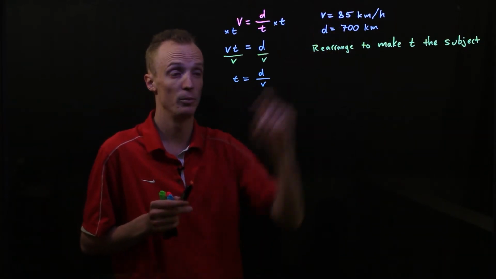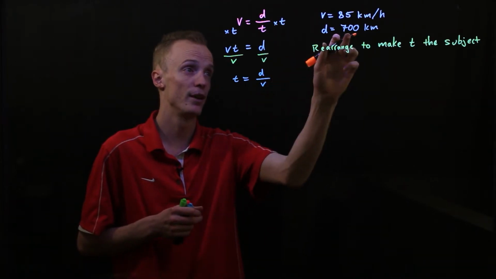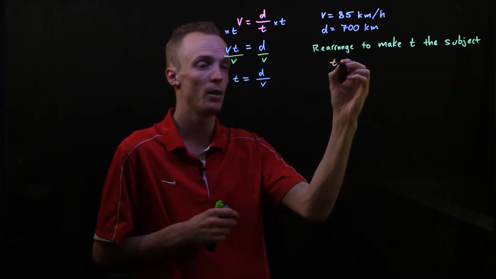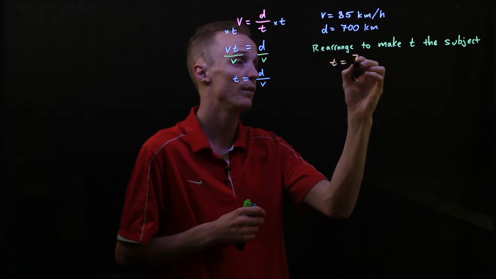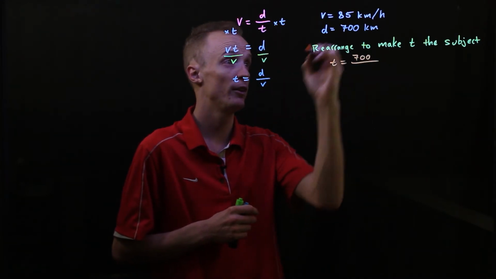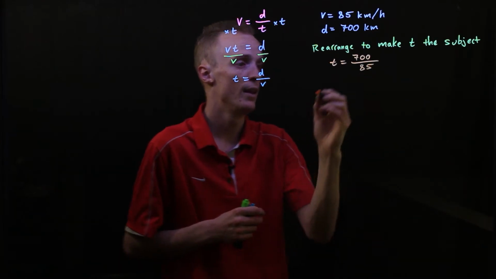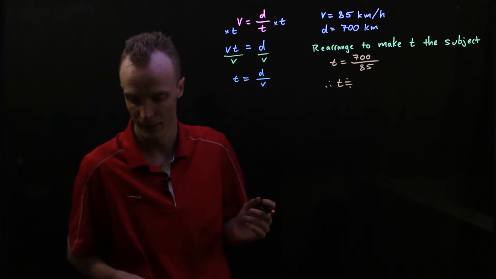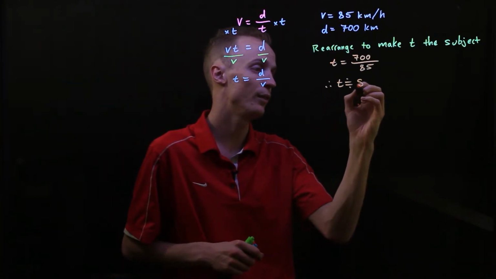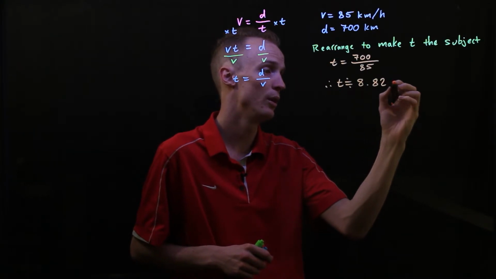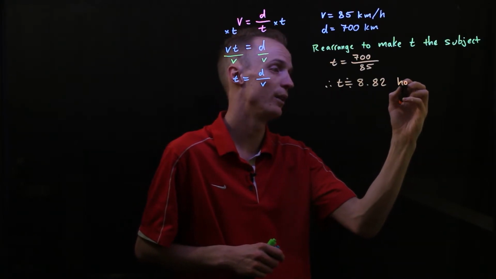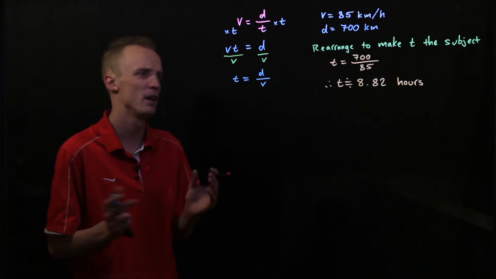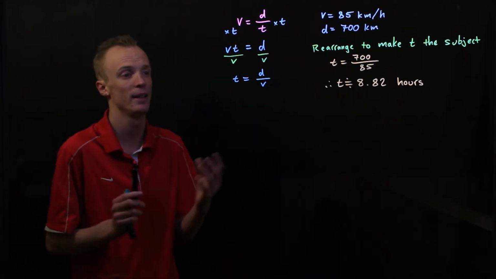So what I can do with my original problem now is I can just substitute my distance of 700 and my velocity of 85 and work out what T is. So the total time in this problem here would be equal to 700, because that was my distance, divided by my velocity of 85. And when we do that, we'll work out that T is approximately equal to 8.82, and time would be in hours here. So approximately 8.82 hours. So that's an example of how we might rearrange this formula to make T the subject.